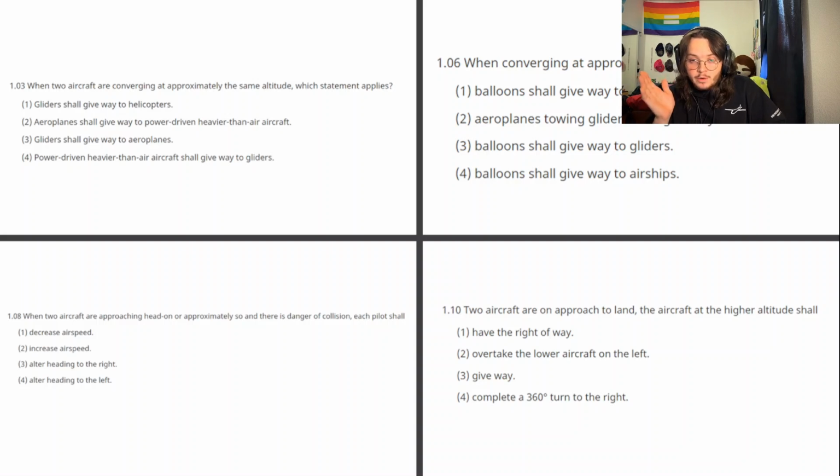You're not going to overtake an aircraft that's about to land, because there might not be a runway next to you, and you don't overtake on the right. That leaves 3, give way, and 4, complete a 360-degree turn to the right.